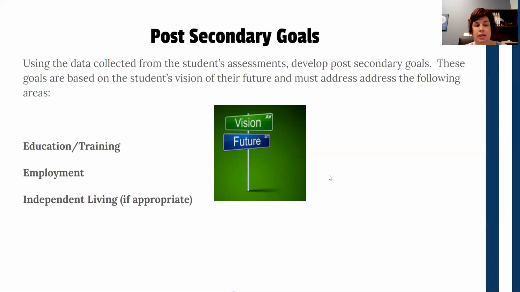And then the last topic that needs to be addressed is independent living. Where is this student wanting to live and reside after they graduate from high school? There is a multitude of options. Does the student want to live in their own apartment? Does the student want to live in an apartment but have a roommate? Is group home planning necessary? Are they planning to stay at home with the parents? So that also needs to be addressed when you are looking at post-secondary goals.